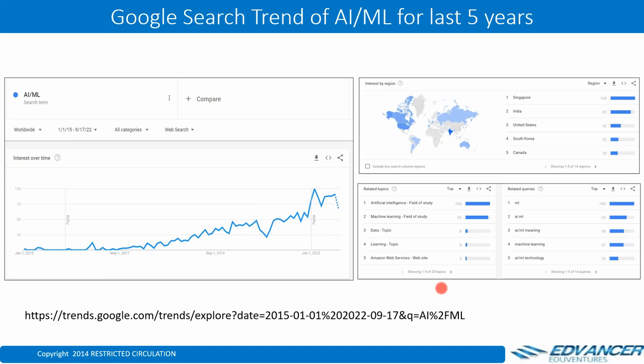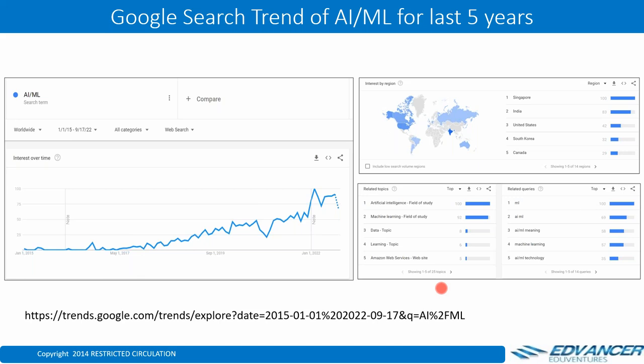Some of the related queries are simpler. I search for AI ML. People search for AI and ML learning because they want to upskill themselves. We can infer from there, like we are here with Advancer because we want to learn AI ML, we want to upskill ourselves, and we want to apply those technologies. So these are the trending searches on Google regarding AI ML.